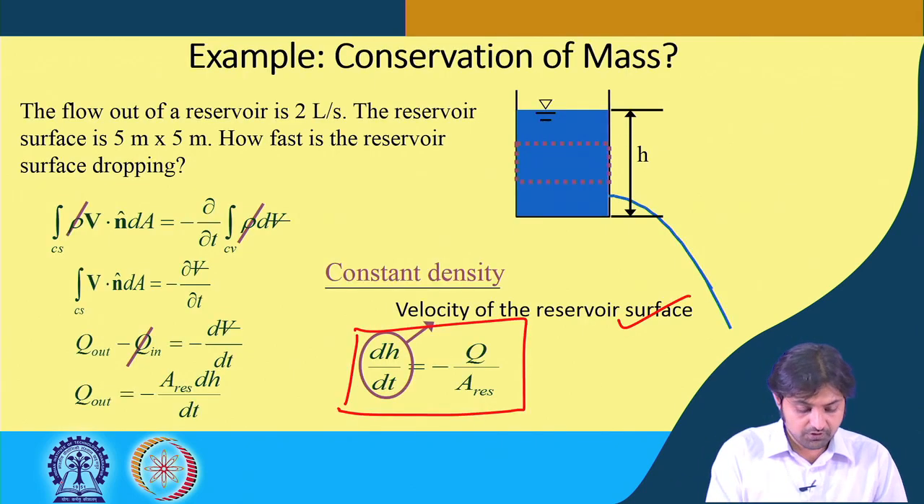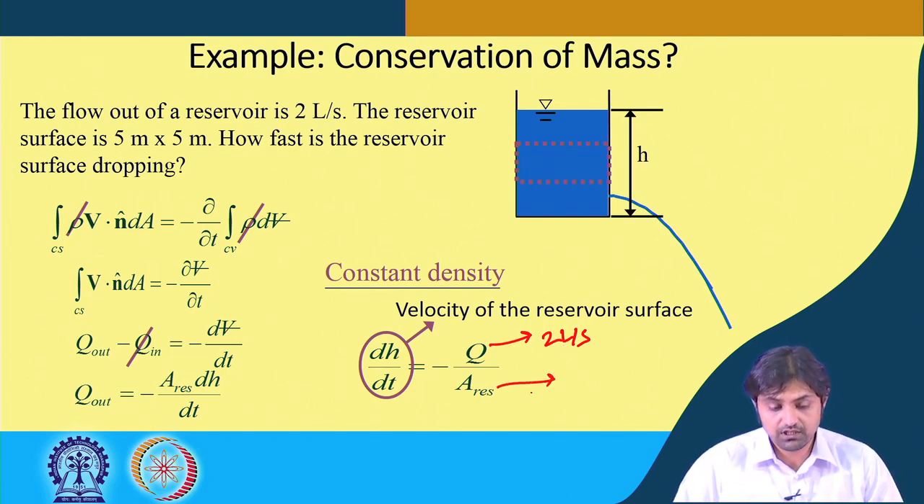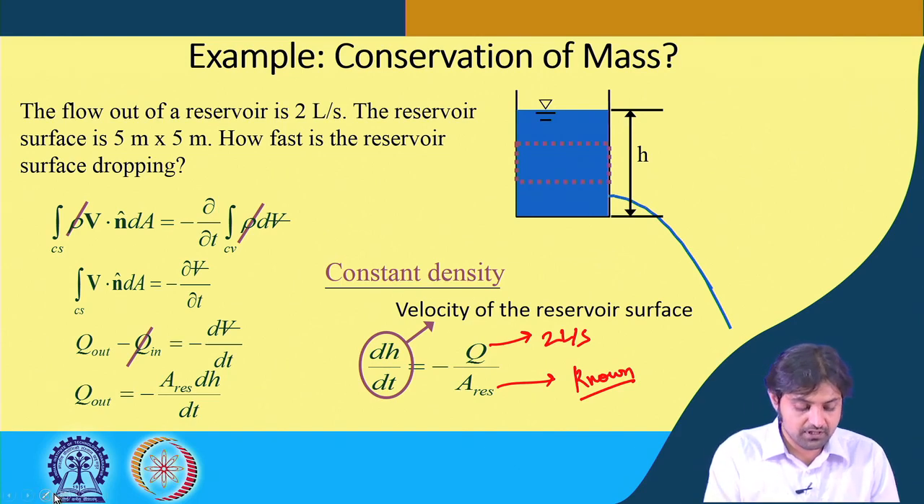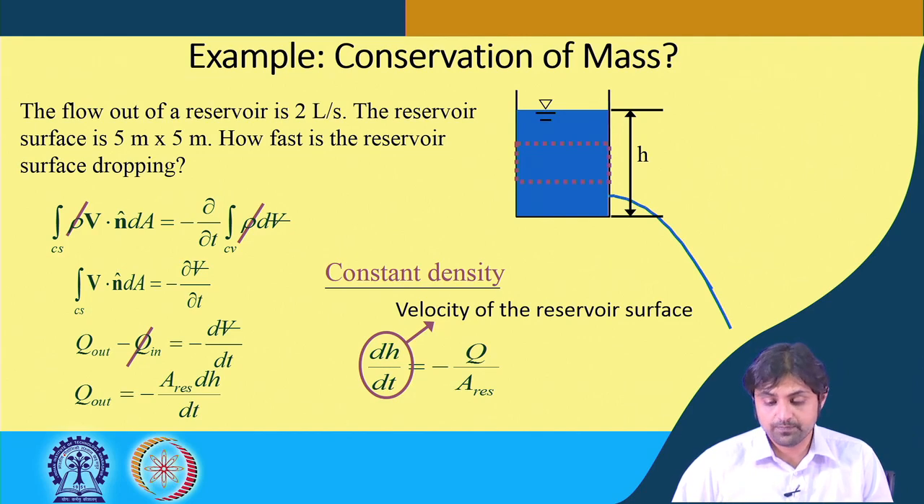So, this is what we obtain. We can substitute Q, which is given as 2 liters per second, converting it into SI units, and the area of the reservoir we can calculate because it is rectangular in shape. So, this is also known. So, we are able to calculate dH/dt. I will leave it up to you to arrive at the numerical values, which is most simple for you to find.